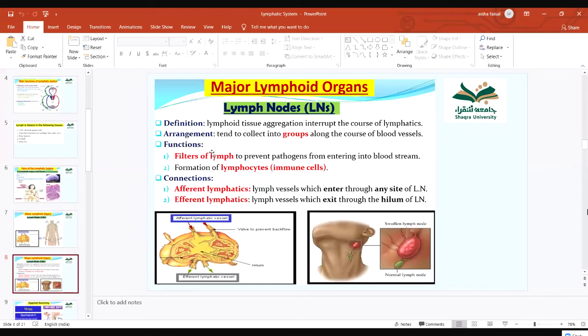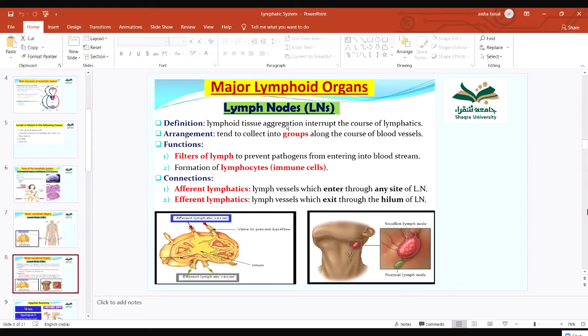So what is a lymph node? It is a lymphoid tissue aggregation that is interposed in the course of lymphatics. So it is located along the course of lymphatic vessels, in collections, in groups. And what is the function of the lymph nodes? As already described, it filters the lymph, it kills the pathogens, and it prevents them from entering your bloodstream.